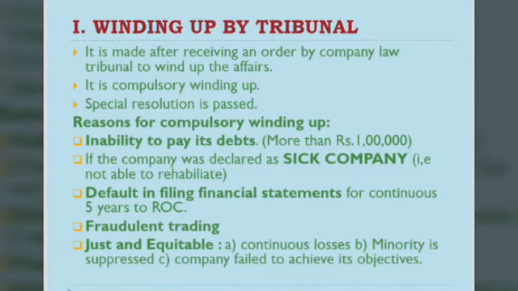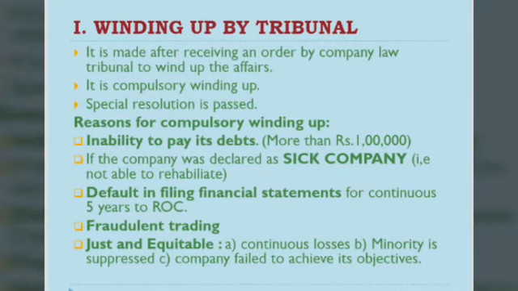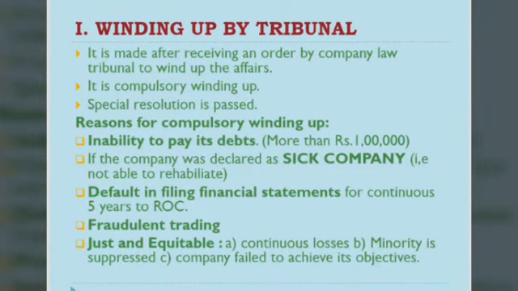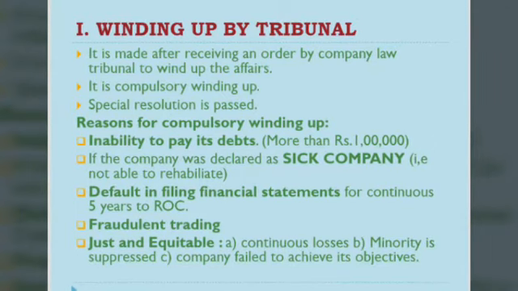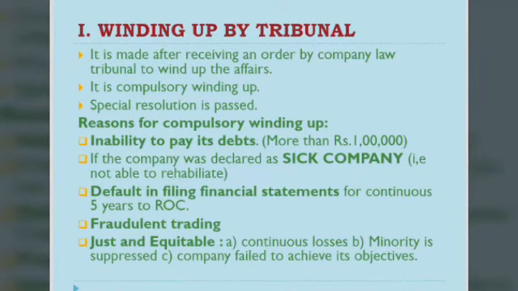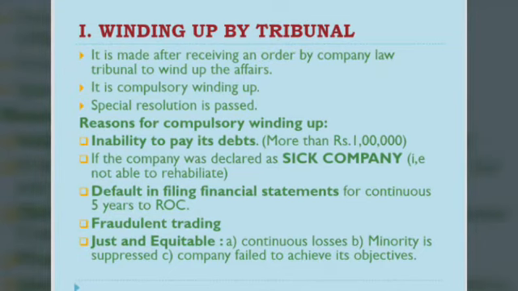The next reason is default in filing the financial statements for continuous 5 years. The financial statements of the company must be filed every year with the ROC. If for 5 continuous years the financial statements were not filed, then the tribunal will order for compulsory winding up. Then next one is fraudulent trading. If any fraudulent trading is going on in the company and any complaints are received by the tribunal, then the tribunal will order for compulsory winding up.